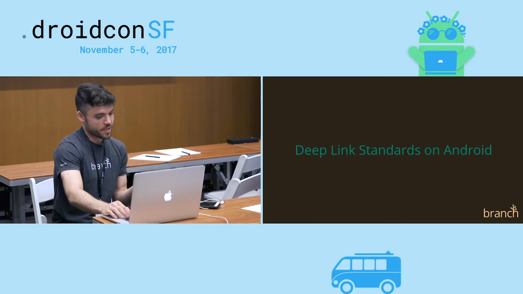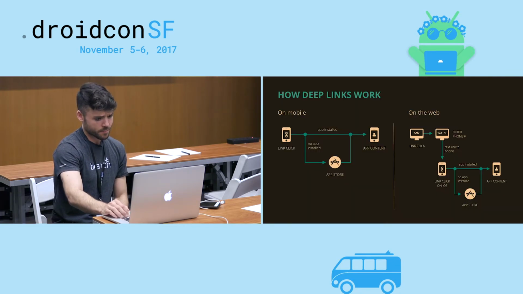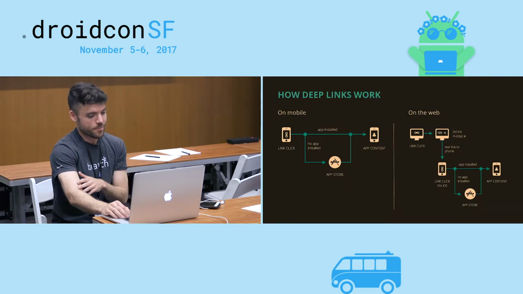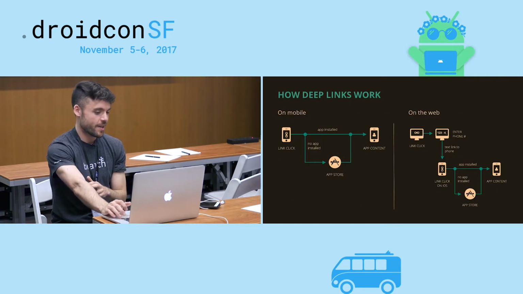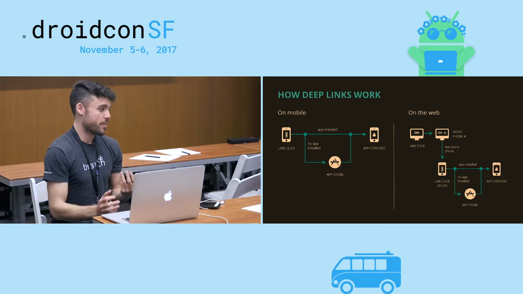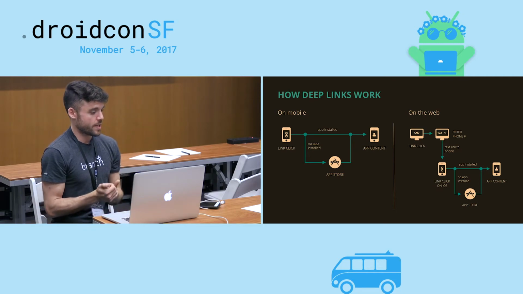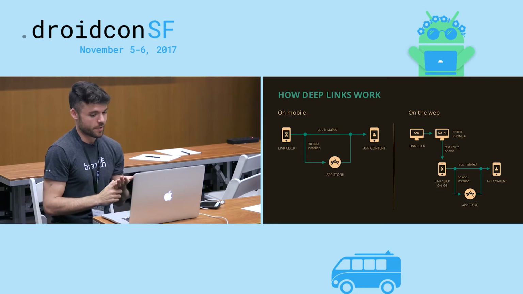So over the years, there have been different deep linking standards on Android. This is just how deep links work. I'll get to the standard in a second. The way deep links work currently is if you have an application installed and you click a deep link for it, instead of going to Chrome, an application launches on your phone and you see a specific piece of content.